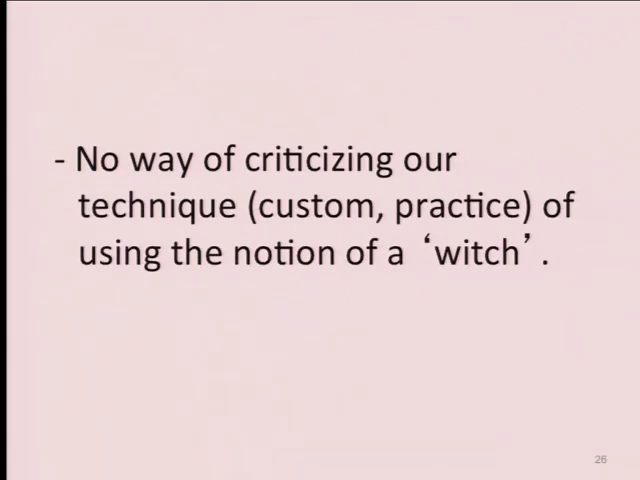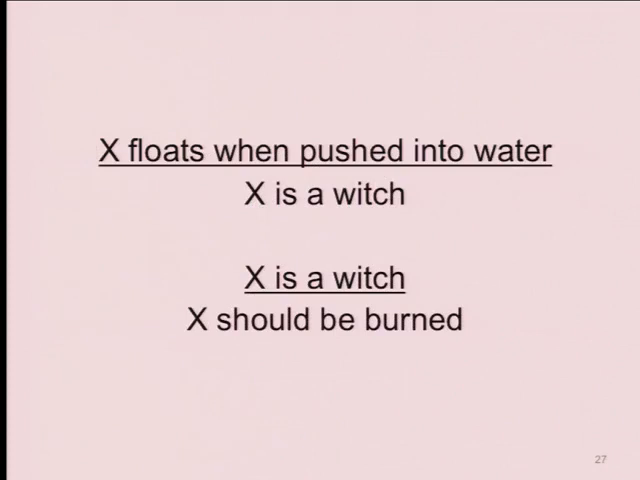Suppose you take something like the notion of a witch, right? People don't really use the notion of a witch nowadays, except in a kind of jokey way, the way it used to be used, somewhat anyway. But suppose you have these rules of inference for using 'witch'. Suppose you're in a community where these are the rules. X floats when pushed into water. From that, you can derive X is a witch. And then from X is a witch, you can derive X should be burned. Then you have a very simple procedure.